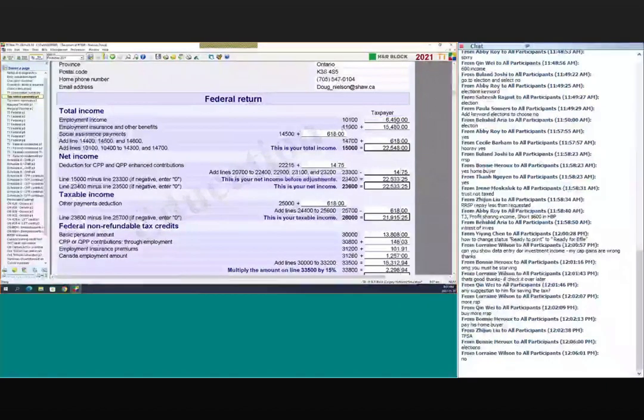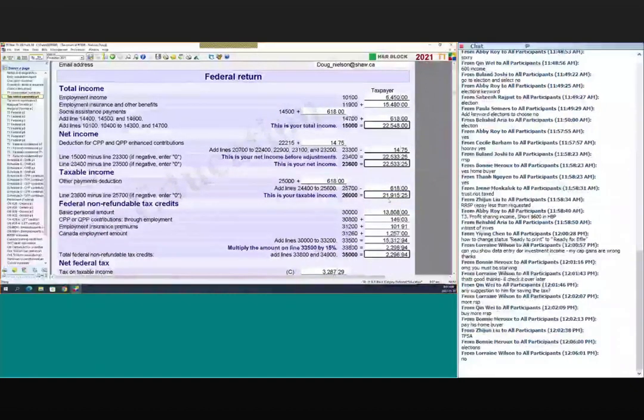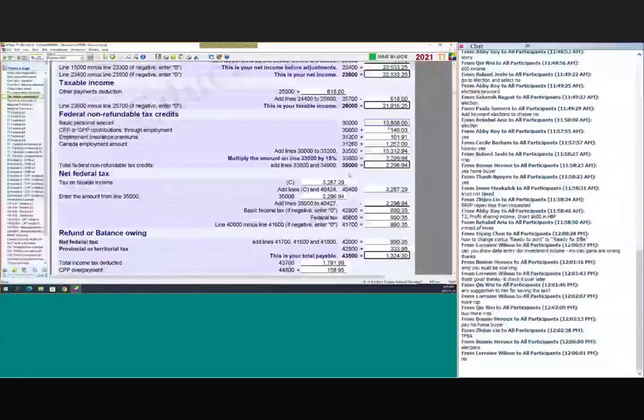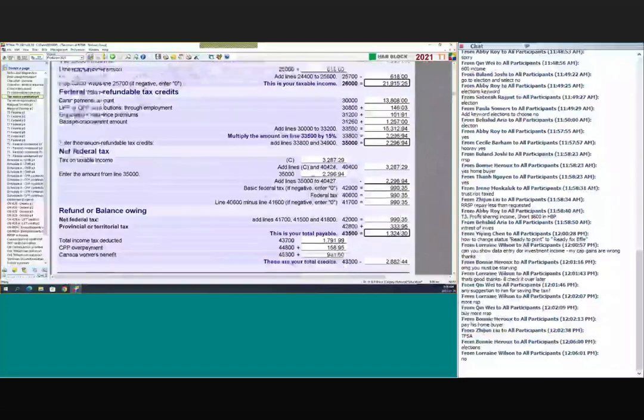We have employment income, EI. We have his social assistance that goes in and out. He has no deductions from income at all. So basically his taxable income is $21,915.25. He can claim the non-refundables: personal amount, CPP, EI, Canada employment amount. He has no other refundables.